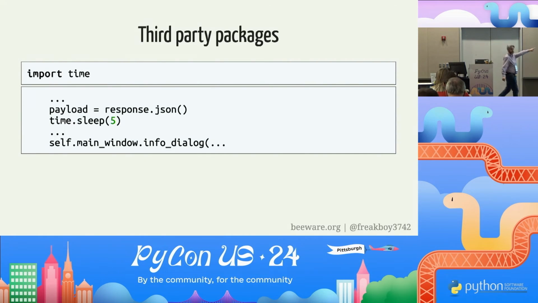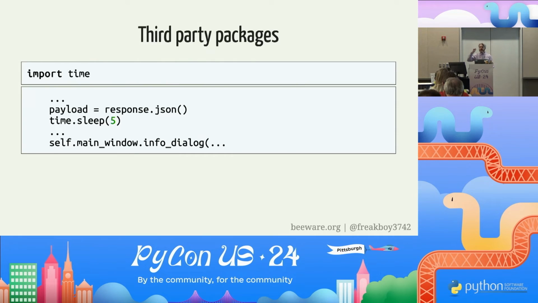So at the top of your file, add another import. Just import the standard Python time package. And then under the payload processing, time.sleep(5). Literally sleep for 5 seconds. And then show the dialog.